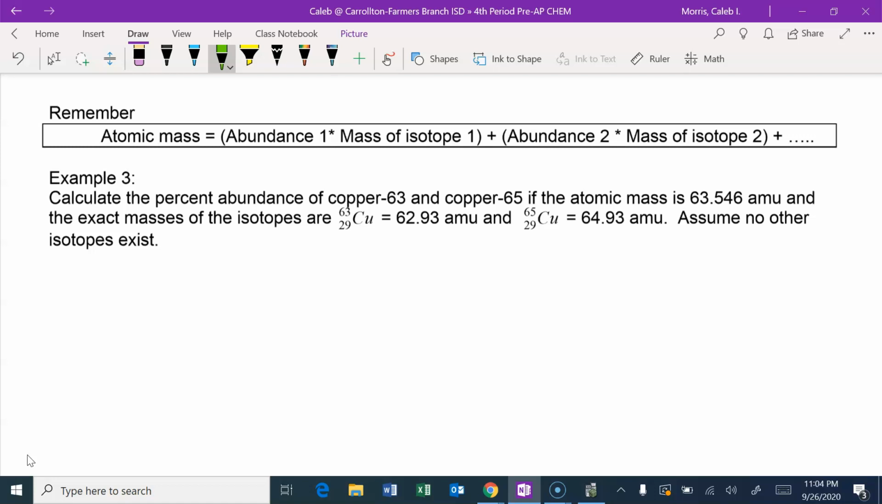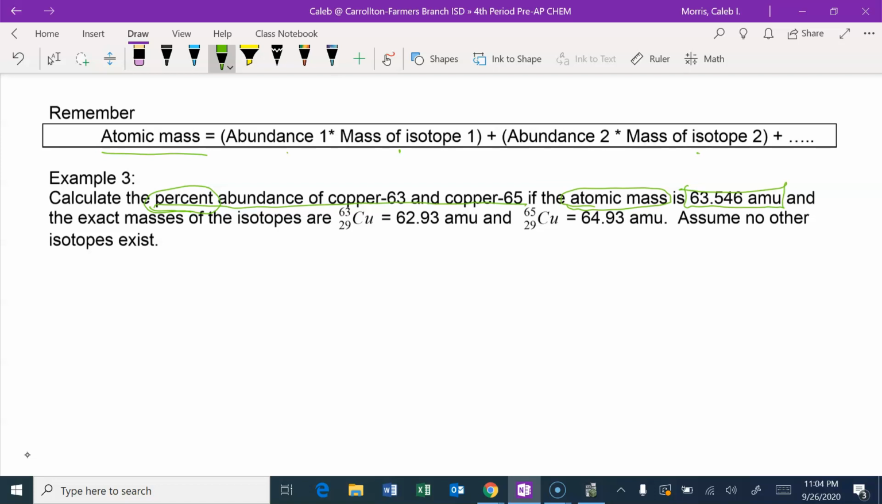Calculate the percent abundance of copper 63 and 65. Pay attention to the words. It wants the percent abundance, so at the end we're going to have to make sure we convert to percent. And it tells us the atomic mass is 63.546 AMU, that is our atomic mass. Remember, that means it's the average. Our atomic mass is the abundance of the first isotope times the mass of the first isotope, plus the abundance of the second isotope times the mass of the second isotope. And if I have 3, then it would be plus the abundance of the third isotope times the mass of the third isotope, and it goes on and on, however many isotopes you've got.